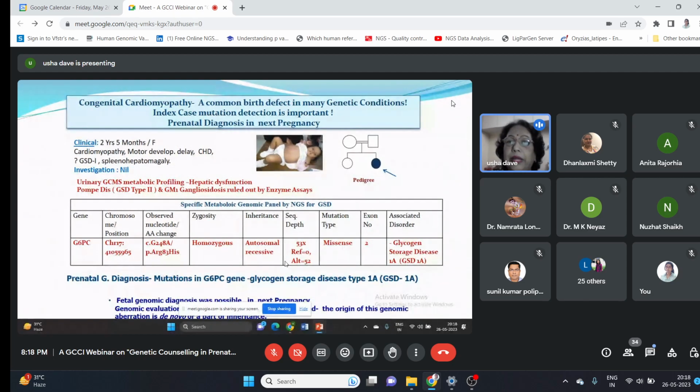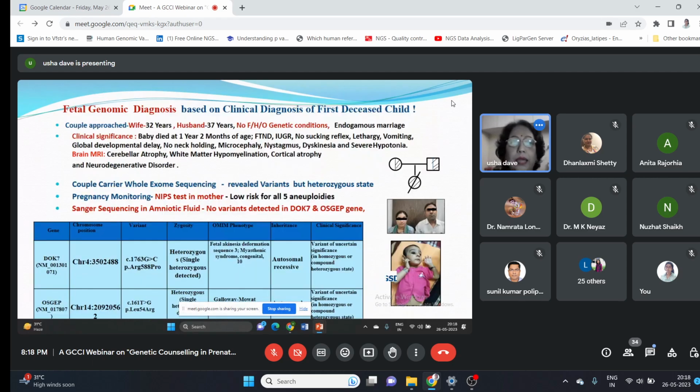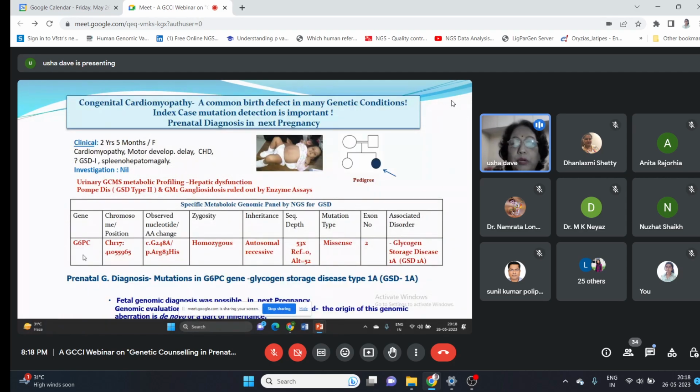Another example here is that the couple comes with a consanguineous marriage. They already have the other girl. This is the second girl, with hepatosplenomegaly. Now you should know that hepatosplenomegaly, you see in a certain group of disorders. Based on clinical features, we saw cardiomyopathy, motor developmental delay, splenomegaly, so glycogen storage could be it. So we did a panel, and then we found out that it is a glycogen storage disease, GSD1A as such. And then we found a G6PC mutation, which was homozygous.